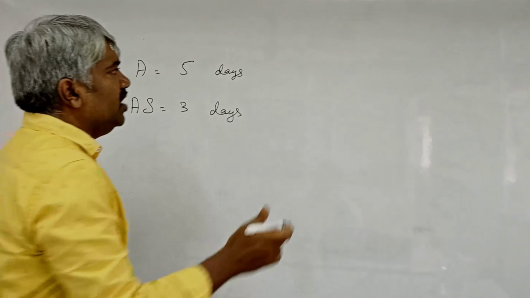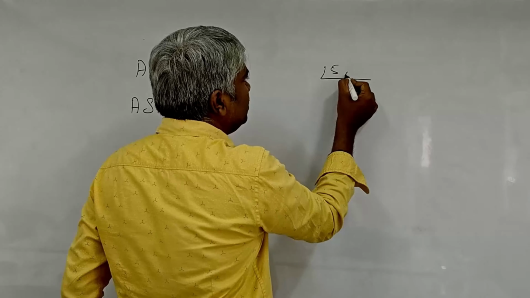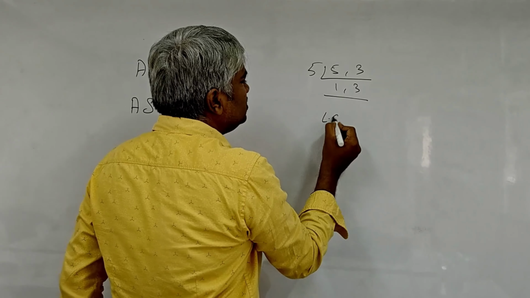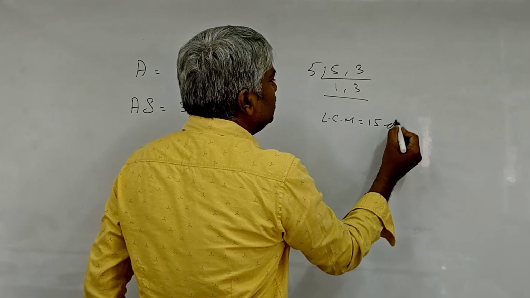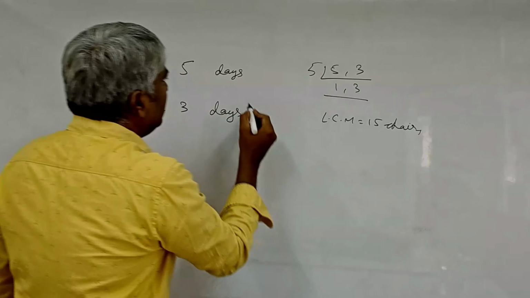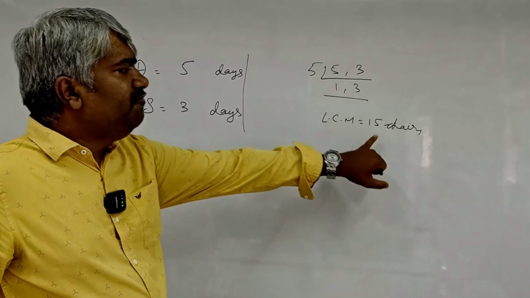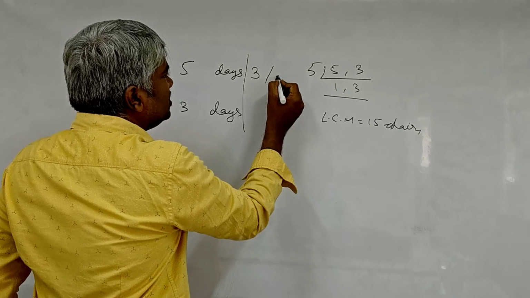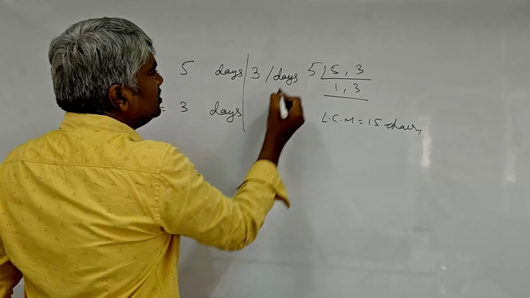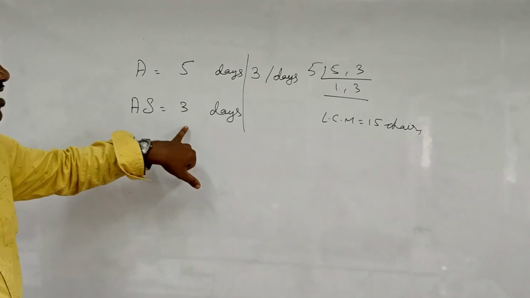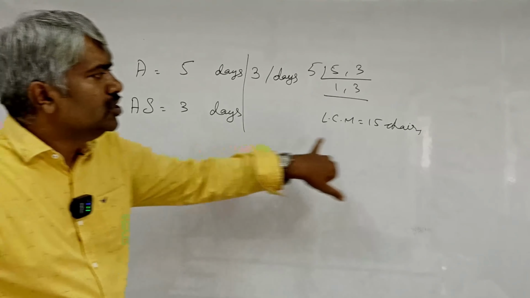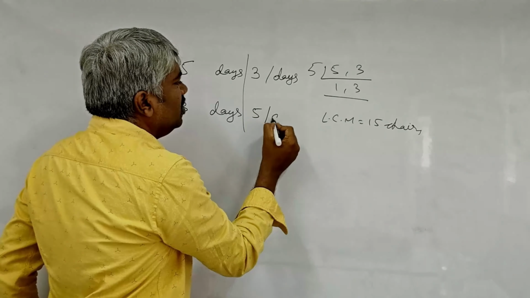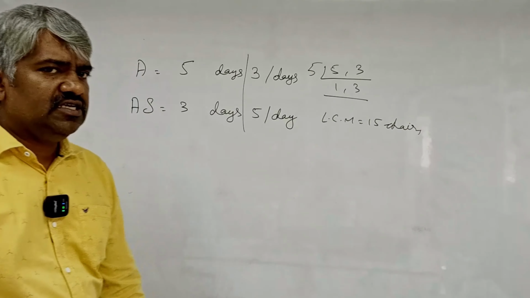Now as usual, nothing is going to change. I am going to find the LCM for 5 and 3, which is 1 and 3. LCM equals 15 chairs. When a man manufactures 15 chairs in 5 days, in one day he manufactures 3 chairs. But when his son joins him, they complete the work in 3 days. So to manufacture 15 chairs, they need 3 days. So in one day, they manufacture 5 chairs.